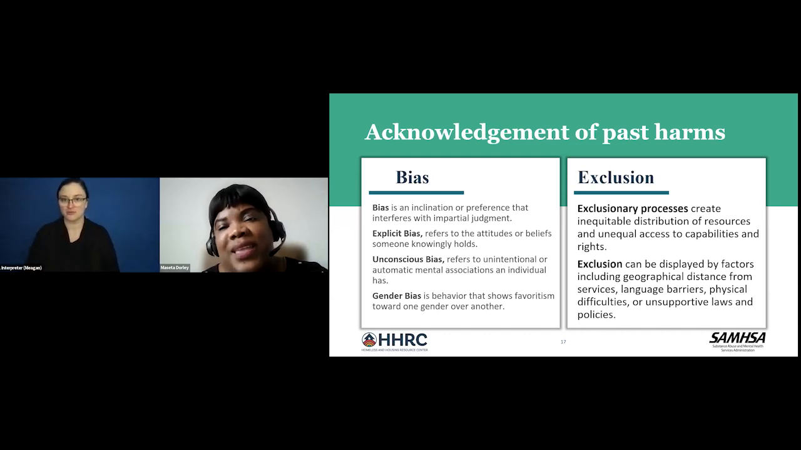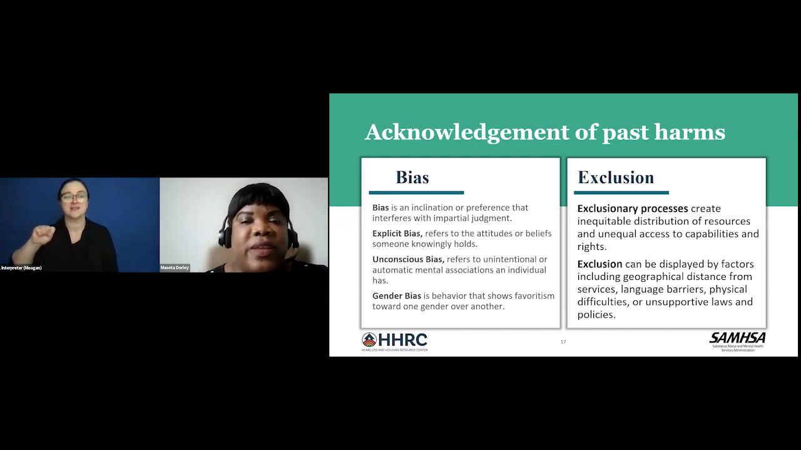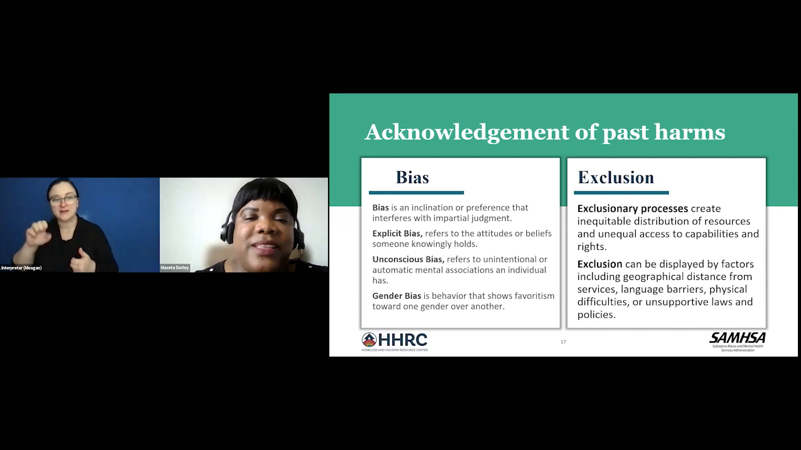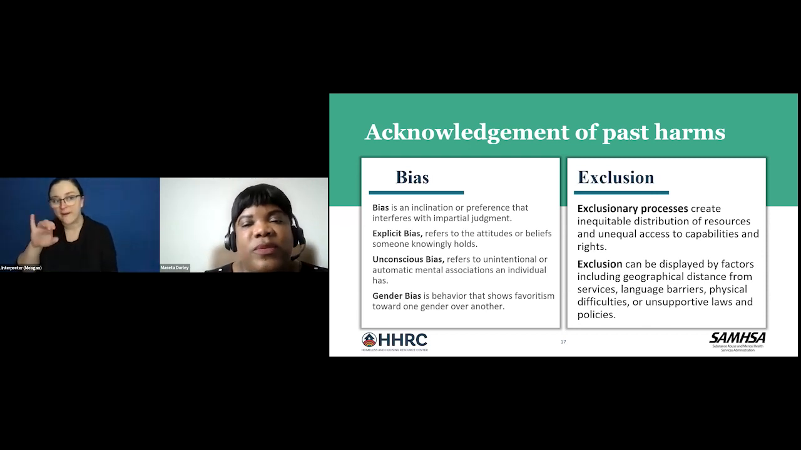We know that bias is an inclination of preference that interferes with impartial judgment. And so there are many forms of bias, which can include explicit bias and gender bias. However, one of the more common forms of bias is unconscious bias, which refers to the unintentional or automatic mental associations an individual has for a person, a place, or a thing, right?